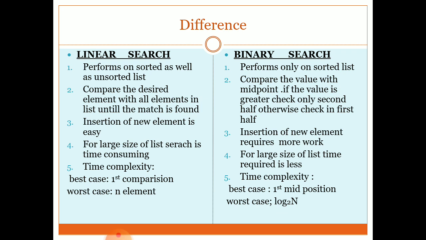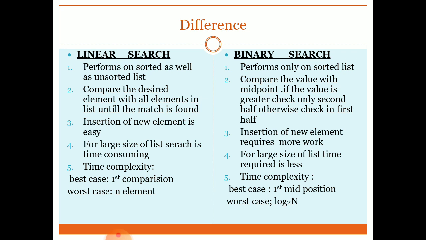Now in the difference of the linear and the binary search, the first thing is what? Linear search can be performed on a sorted or an unsorted list. But binary search we have to perform compulsorily with a sorted list only. Then in the linear search, what is the method? We compare the desired element, the element which I want to search, with all the elements in the list until the match is found. But in the binary search, compare the value with the midpoint. If the value is greater, check only the second half. Or if the value is less than the mid, we will check only the first half.